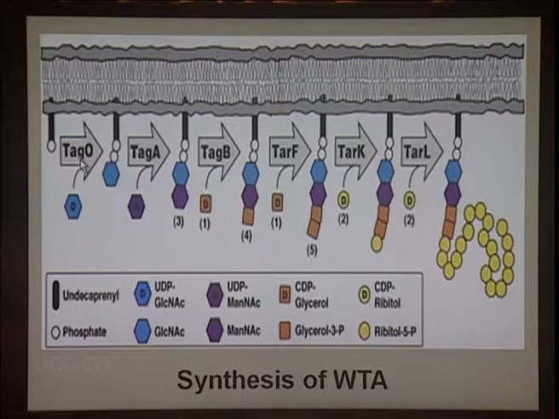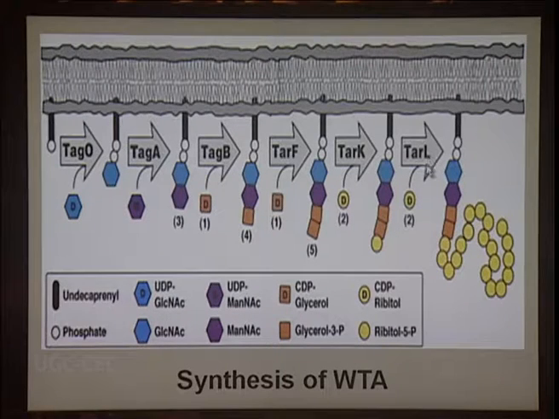And this particular step you can see is controlled by the Tag proteins, the TagO, the TagA, the TagB, and then the TarF and TarK will complete the formation of this particular glycerol sugar residue, and finally it is the TarL which will continue its activity until it produces a long chain of the wall teichoic acid.